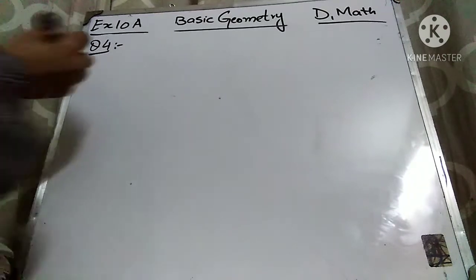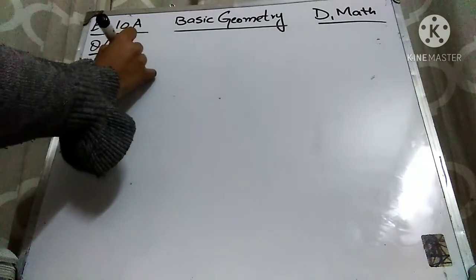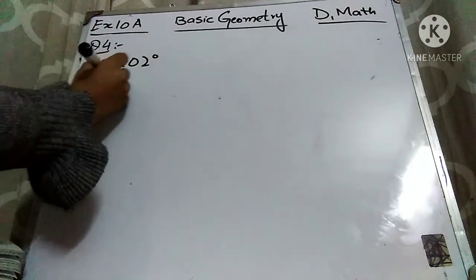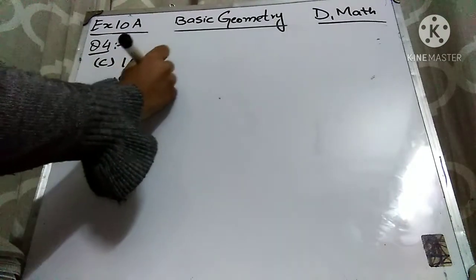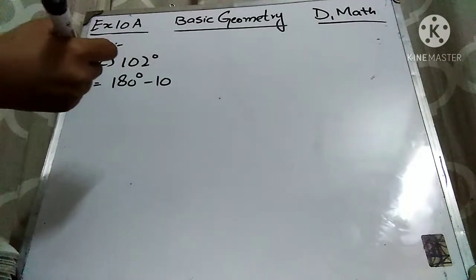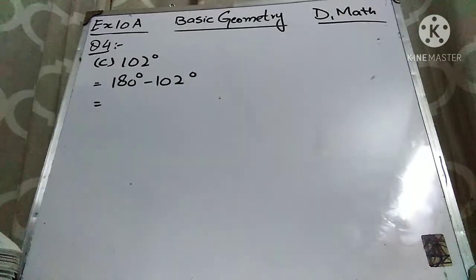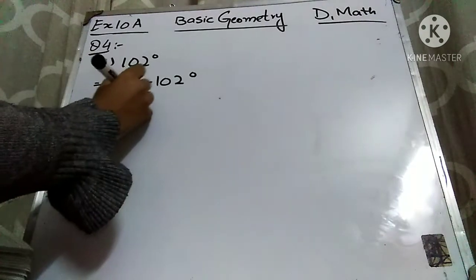Okay, C part is 102 degrees. So you can get the other angle by subtracting it from 180, because these are the supplementary angles. So if you subtract 102 from 180, you will get 78 degrees.